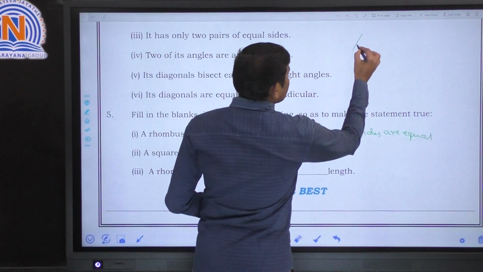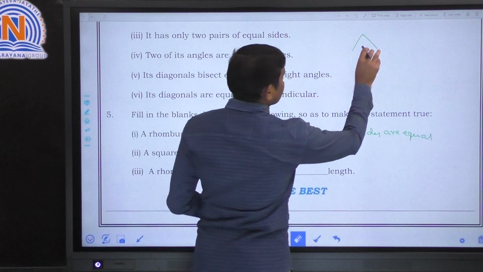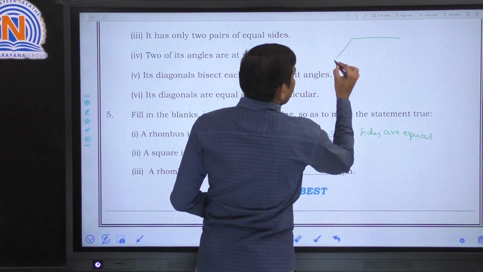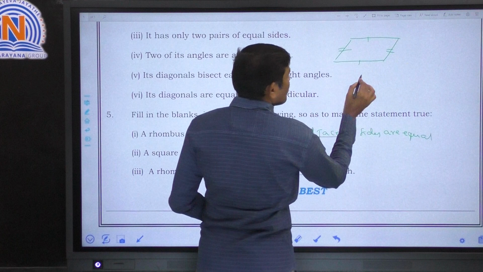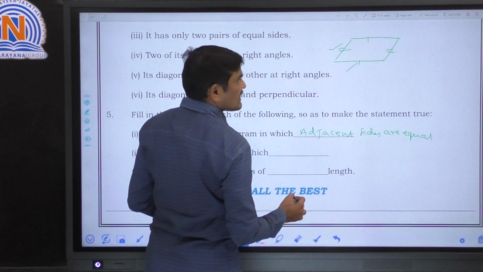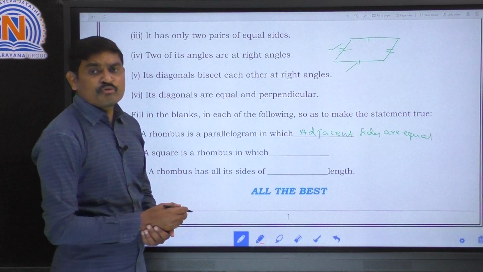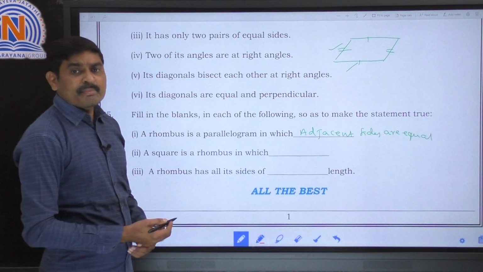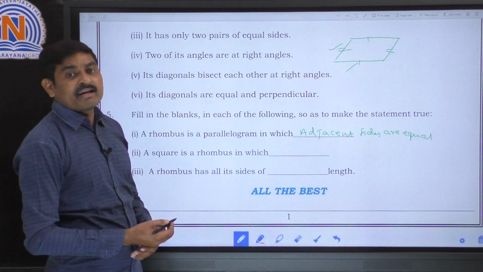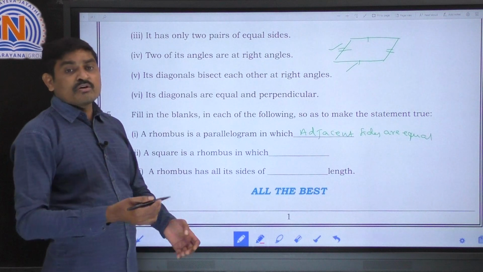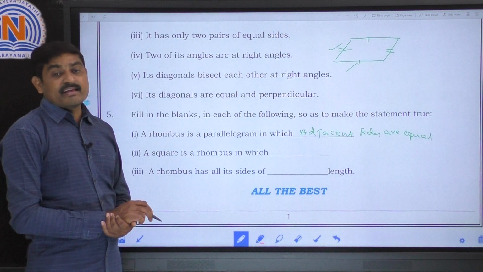I will draw the parallelogram. In a parallelogram, opposite sides are equal in length. If a pair of adjacent sides are also equal, automatically all four sides become equal. When the four sides of a parallelogram are equal, it is called a rhombus. So the first answer is: a rhombus is a parallelogram in which adjacent sides are equal.